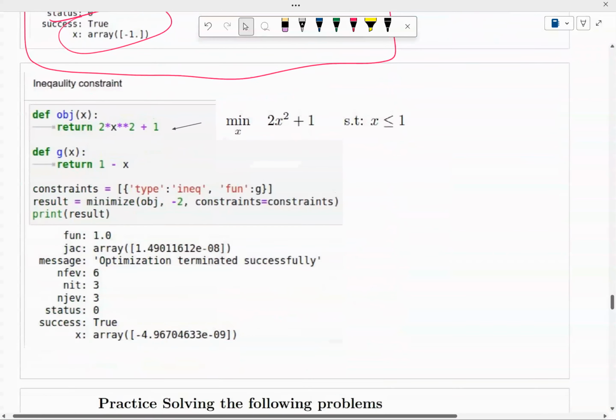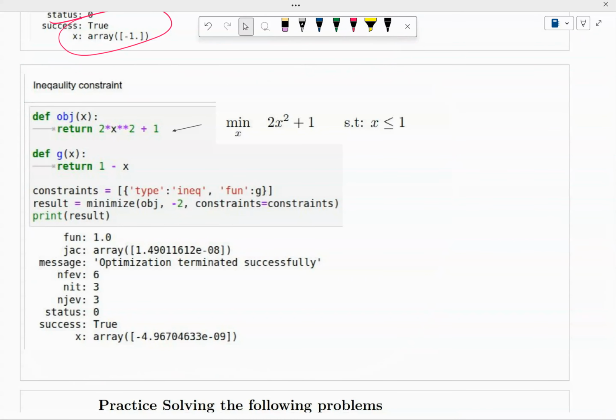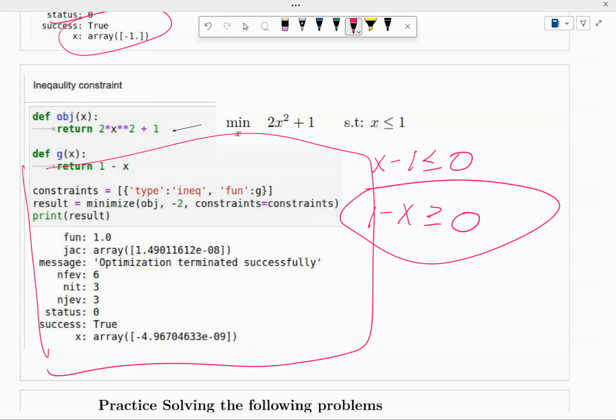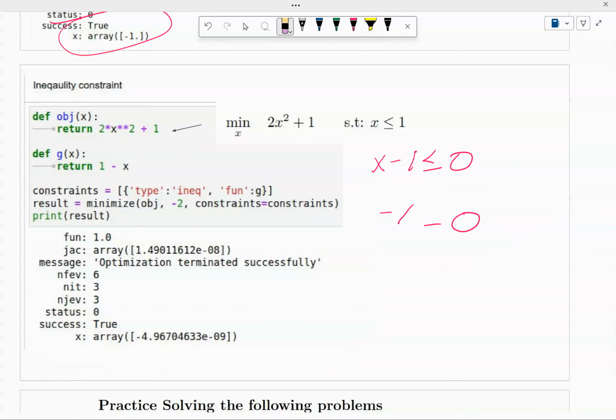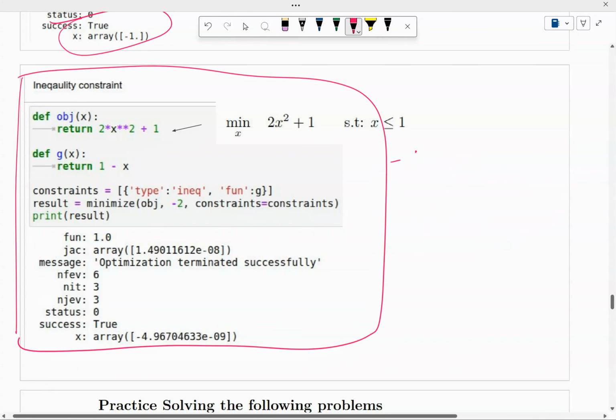Okay, so here's another example. This is just an inequality constraint. You're trying to minimize this subject to x less than 1. Remember, we like to do x - 1 less than 0, but they like to do 1 minus x greater than 0. So hence 1 minus x. Very important, keep that in mind. And then exactly the same thing. So this basically allows you to solve inequality constraints.